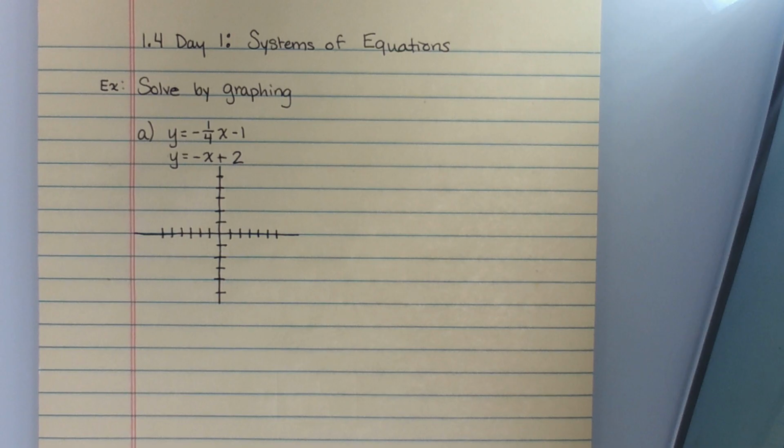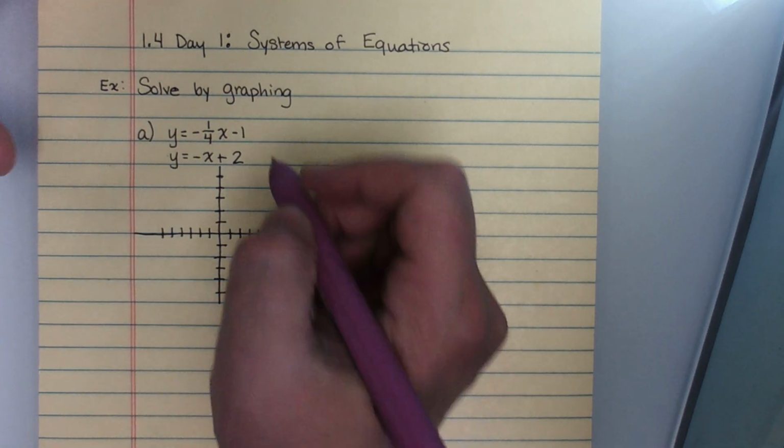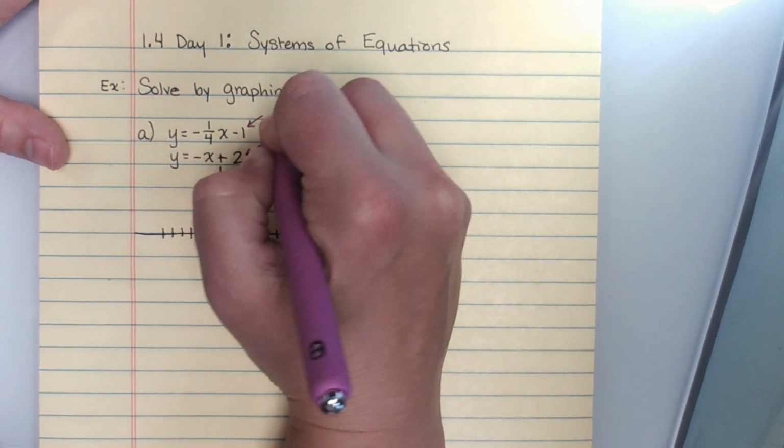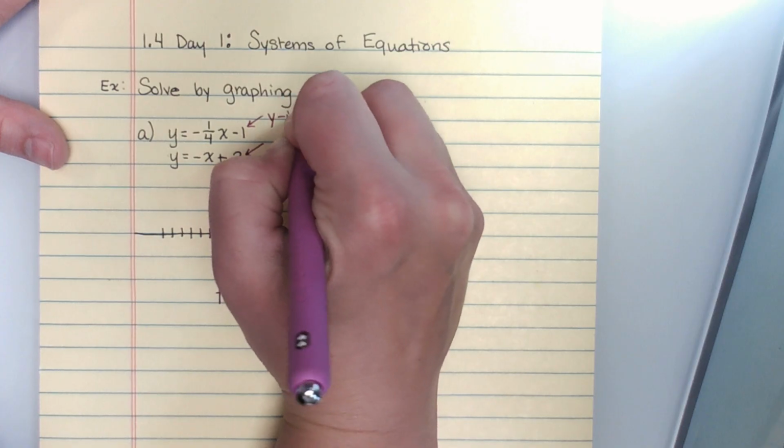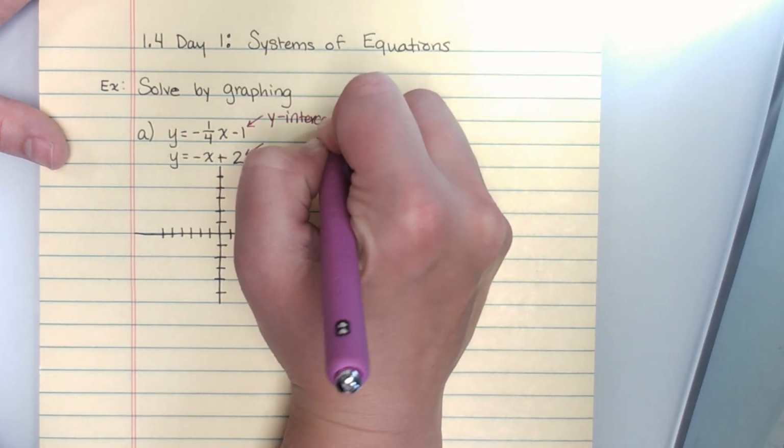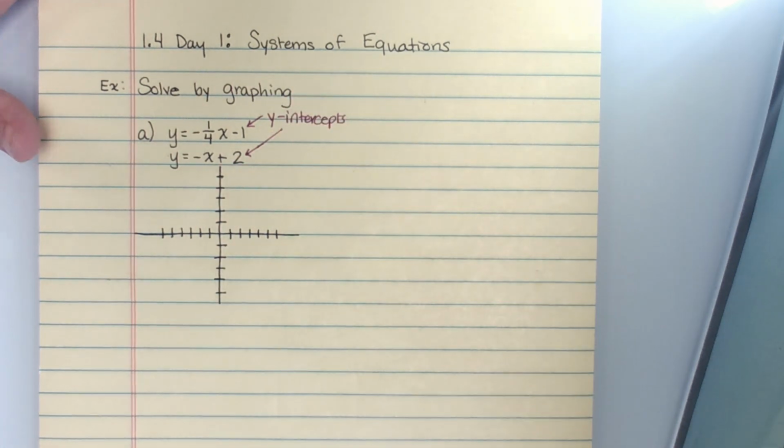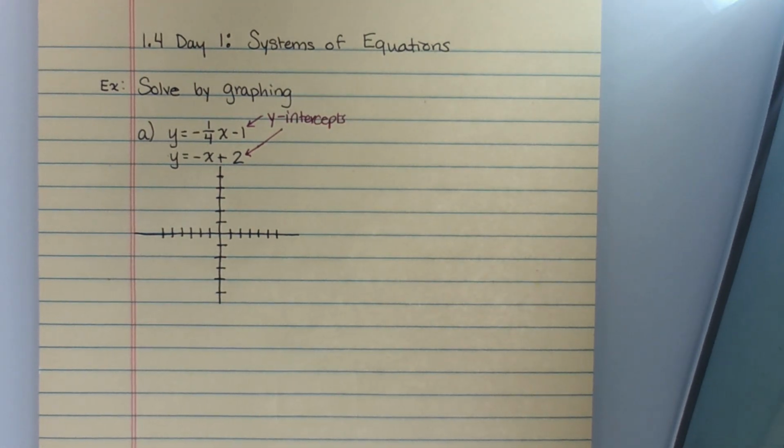What is the y-intercept of my first equation? Negative 1. Remember, y equals mx plus b means these numbers are the y-intercepts. Okay, so I need to be able to get on my y-axis to -1 and to +2 somewhere. On my y-axis, are both -1 and 2 on the graph if I count by ones? Yeah, so we're good there.